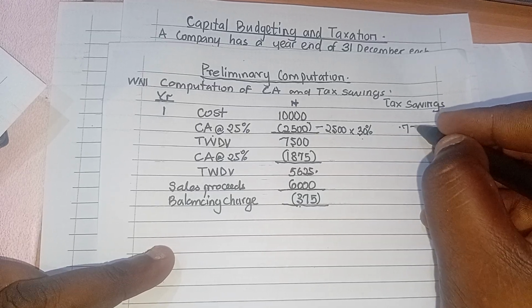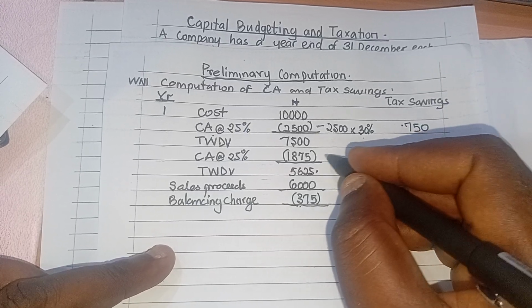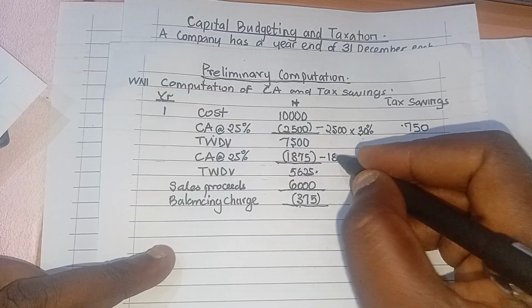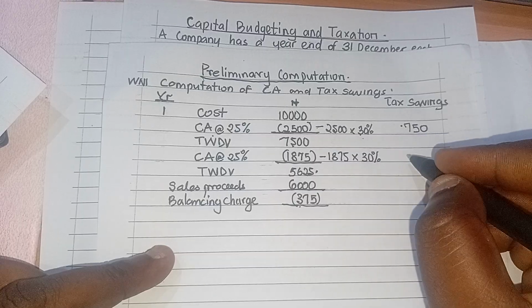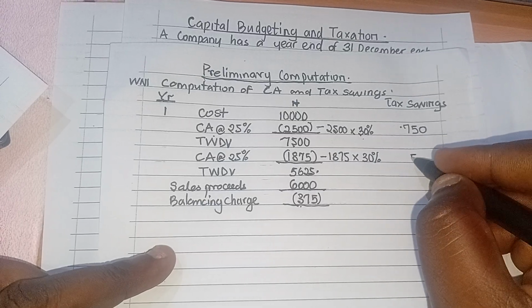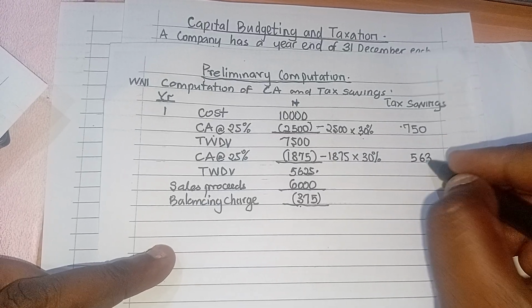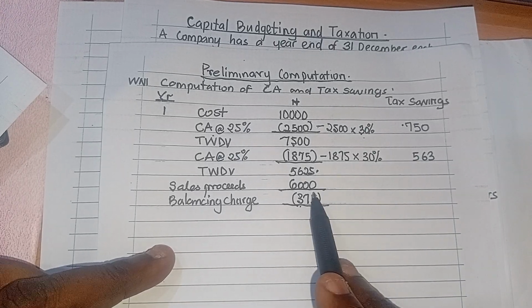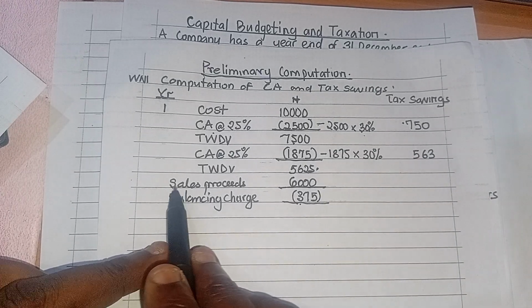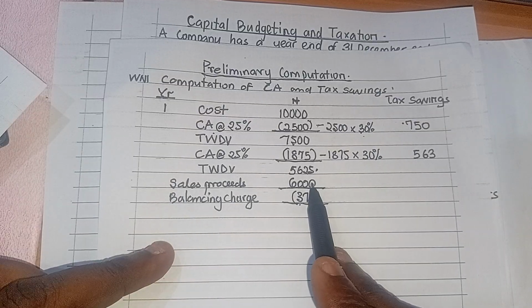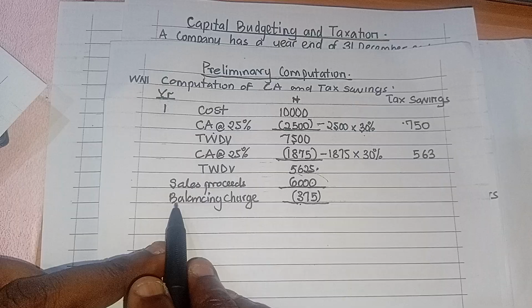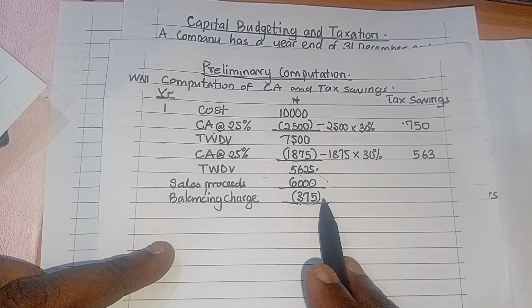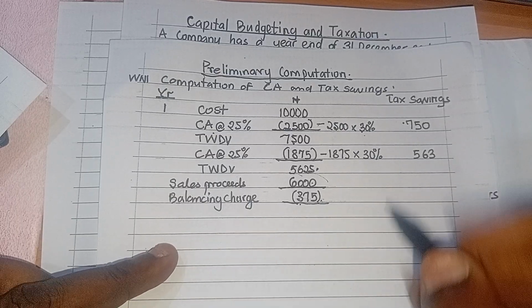That is 750. You calculate 875 multiply by 30%. And when you multiply, it will give you 563. Then we didn't calculate capital allowance here because the asset is to be sold for 6,000. So you now calculate your tax savings on the balancing charge.